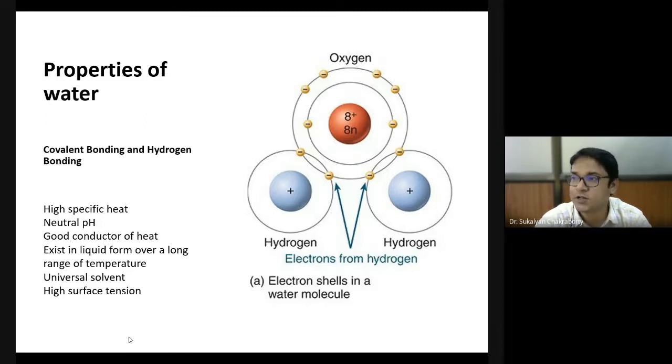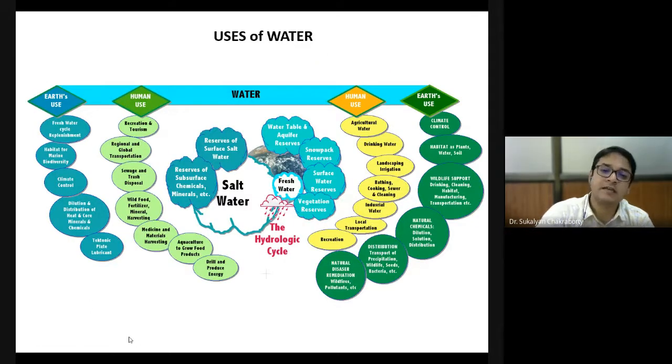High surface tension is the reason that the rate of evaporation from water bodies is always controlled. These are the uses of water. We all know the uses of water: earth's use, human use, starting from agriculture, drinking, landscaping, bathing, industrial, local, recreation. So several uses are there of water, which just justifies the statement that without water, life is not possible.